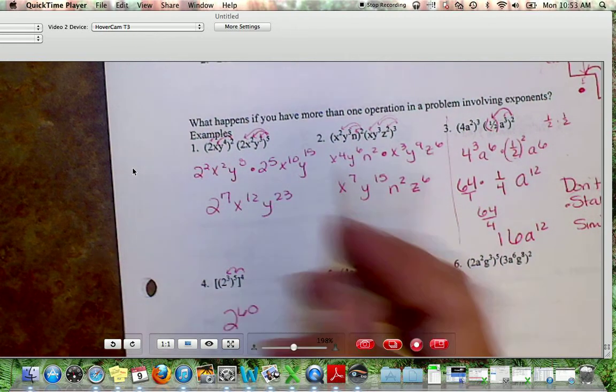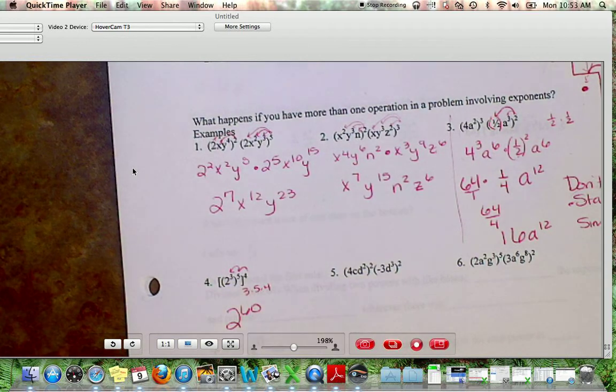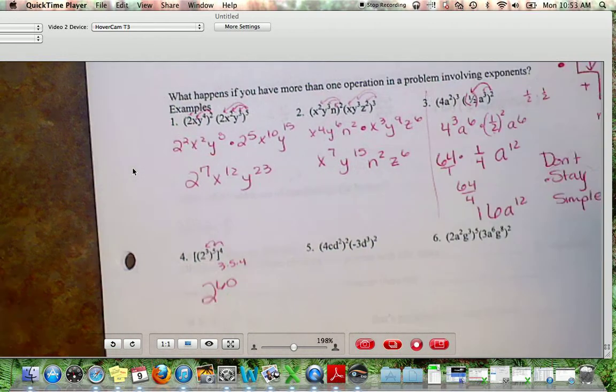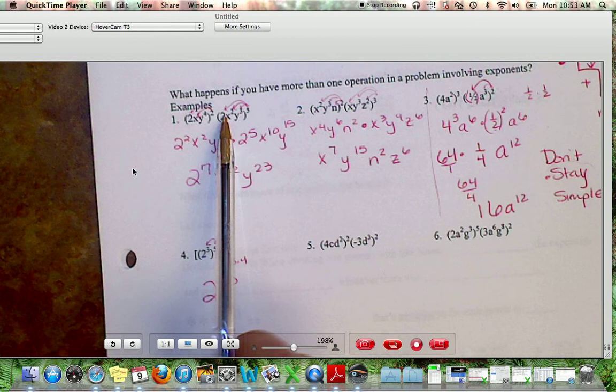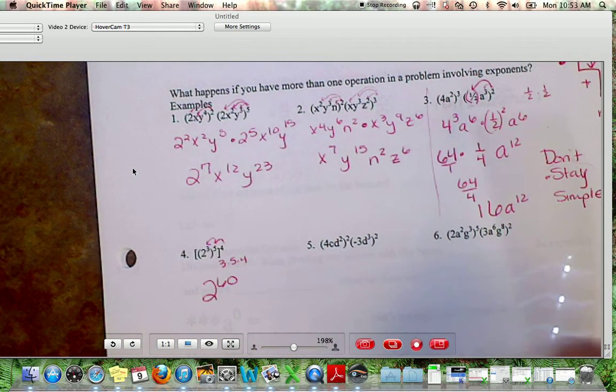That's all we're doing. 3 times 5 times 4 gives us 60. We're just doing it multiple times. 5 and 6 are going to continue with the same rules that we did here in number 3, because we had different coefficients there. Here we have the same base, 2 and 2, so you can leave it in exponent form. Here the bases are different, so we have to expand them.